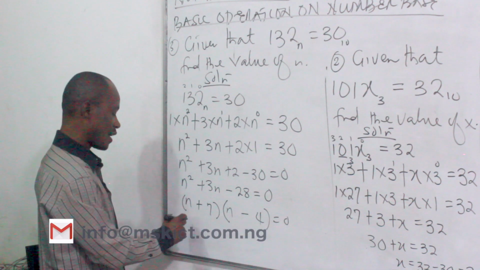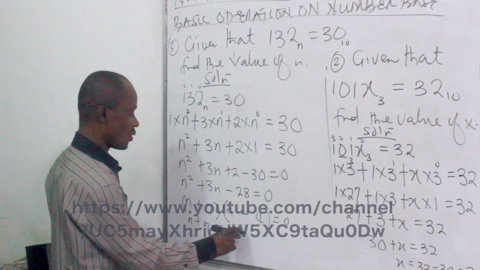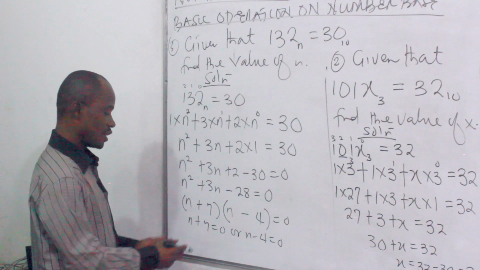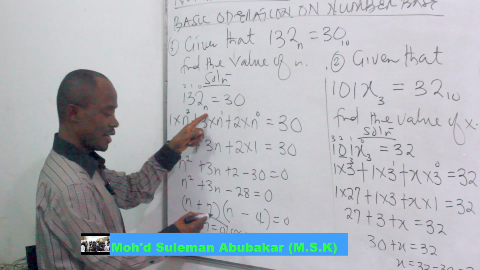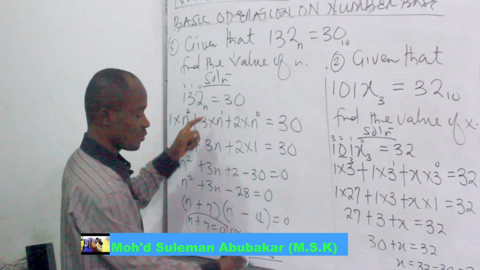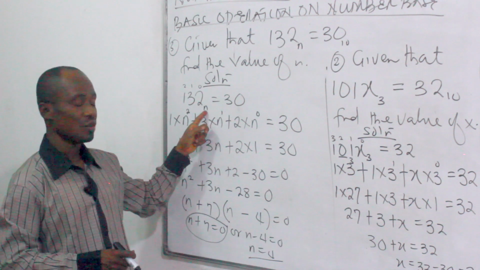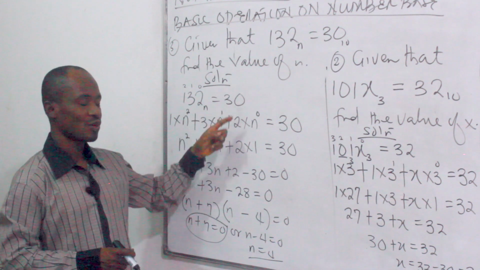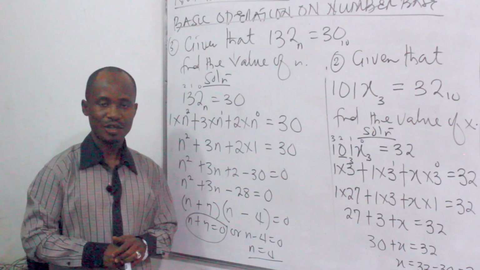So here we have either n plus 7 equals 0 or n minus 4 equals 0. Possibly, this will yield a negative result, and a base can never be a negative value, so here we take n equals 4. This is the result of the unknown base. That is, 132 in base 4 equals 30 in base 10. Thank you for being part of the program. Thank you for watching.